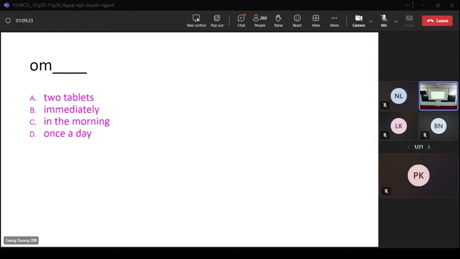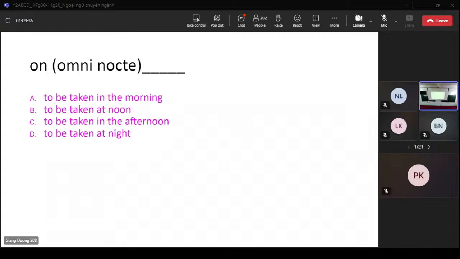Next, OM. In the morning. Are you sure? How about ON? Yeah, ON, we have N means knocked. Okay, nocturnal. We've got nocturnal animal. Bats are nocturnal animals. They are active at night.